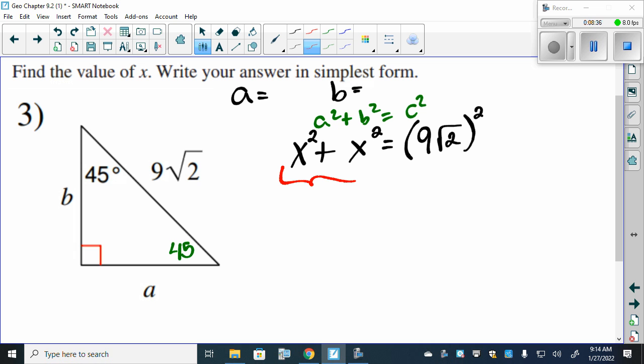Now over here we have x squared and x squared, which would be 2x squared, because we do have two of them. 2x squared is equal to 9 square root of 2 squared, so we can go on and square that. And if we square that, I think it'd be 162.